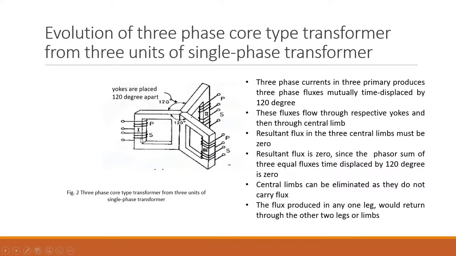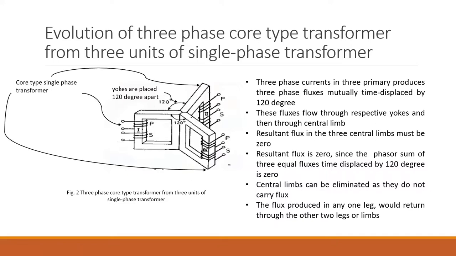You can call this transformer 1, this is your transformer 2 and transformer 3. So between transformer 1 and 2 there will be 120 degrees, and here 2 and 3, 120 degrees. Similarly you will get 1 and 3, 120 degrees apart. It will be placed basically like this.